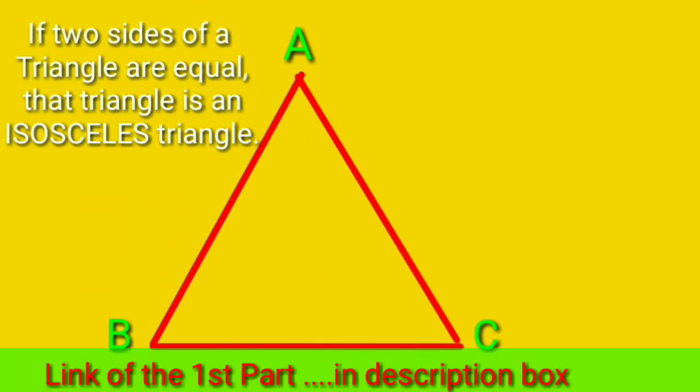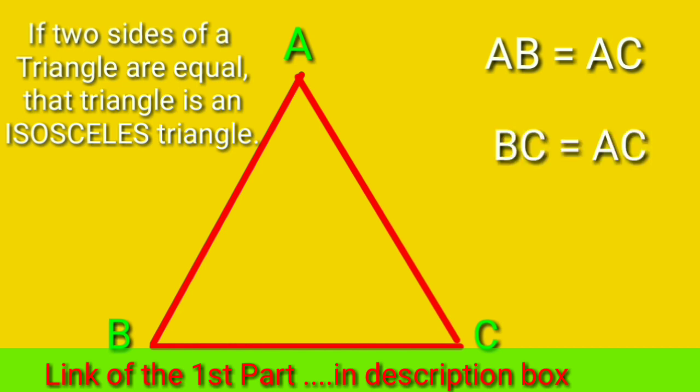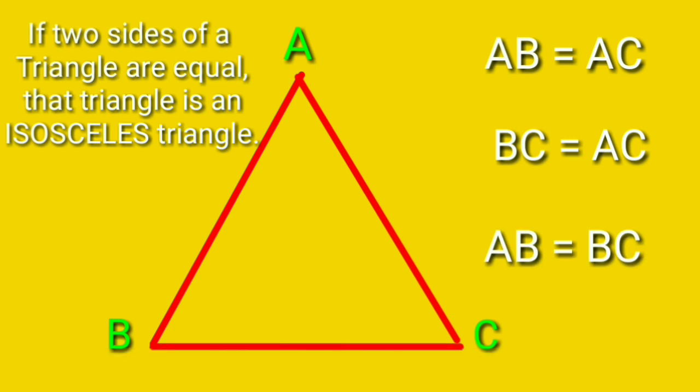Let us first discuss what is an isosceles triangle. If any two sides of a triangle are equal, then it's an isosceles triangle. Like AB equal to AC, or BC equal to AC, or AB equal to BC. I mean, any two sides being equal means it's an isosceles triangle.